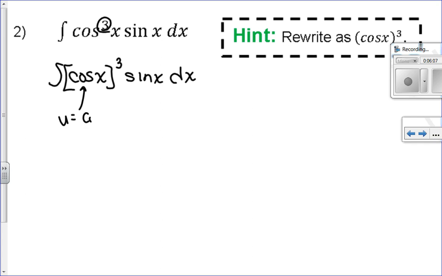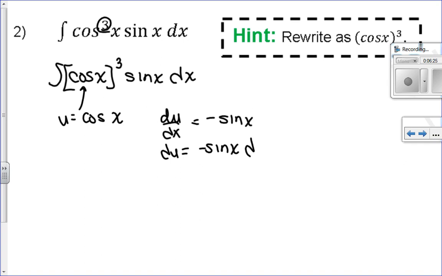So I'm going to let u equal cos x, and then du by dx is just going to be sine x, but remember the derivative of those co functions are always negative. So multiply both sides by dx and divide both sides by negative sine.